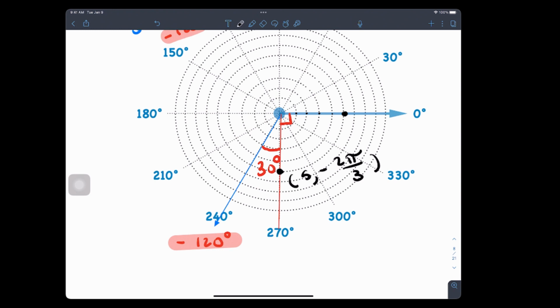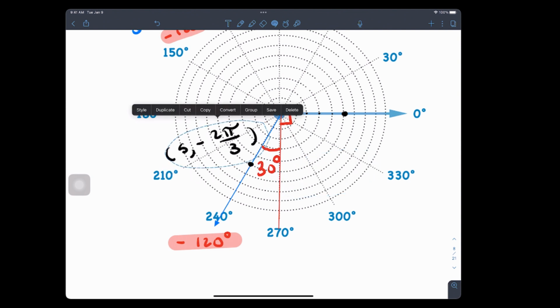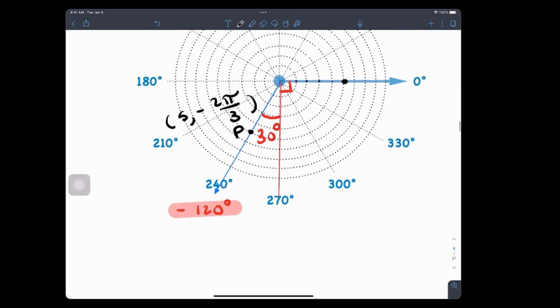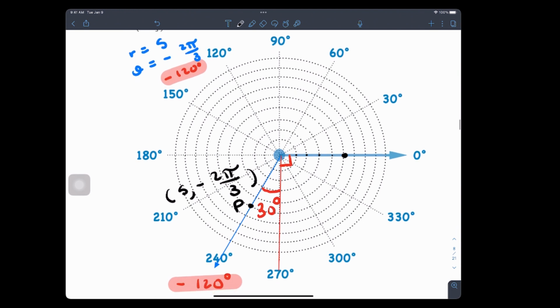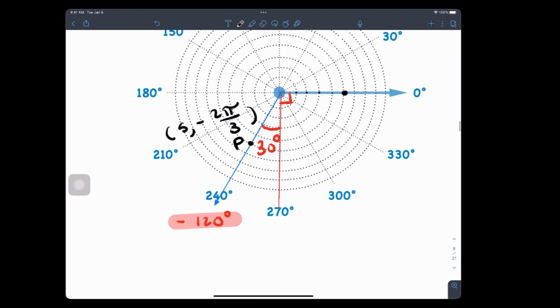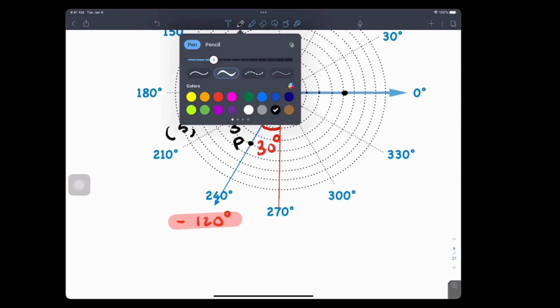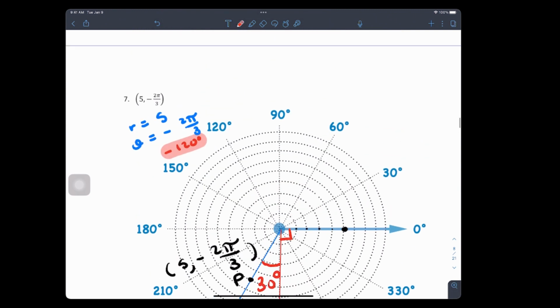Oops, that's not where it is. It's over here. We've got to move this all the way. Okay, here. Let's move this. Okay, we can call that P. You guys okay with that? You guys see how we found the negative 120? Negative 90 and an additional 30, and that is a clockwise rotation, because a negative angle is always a clockwise rotation.